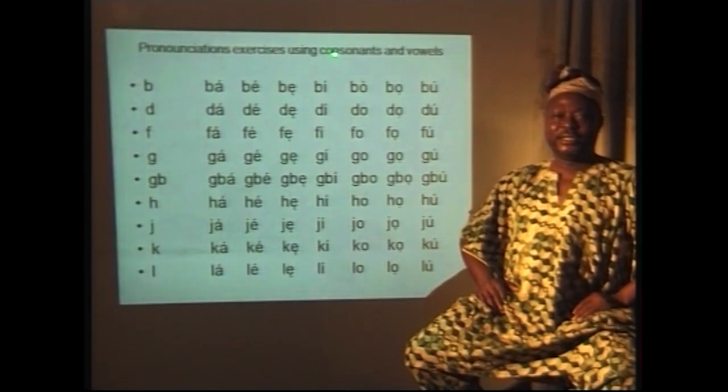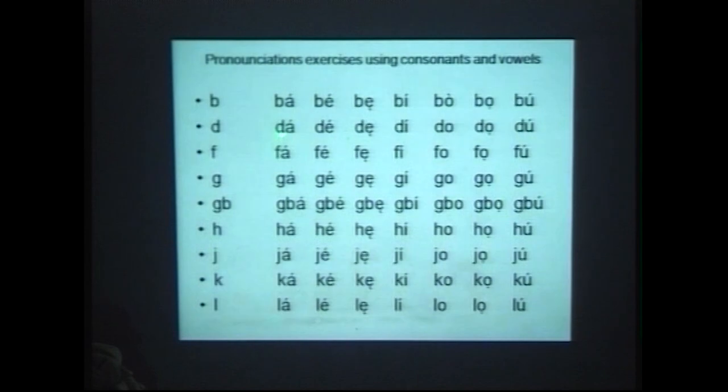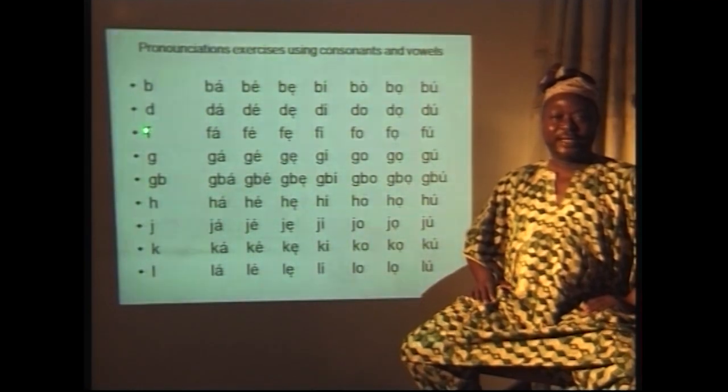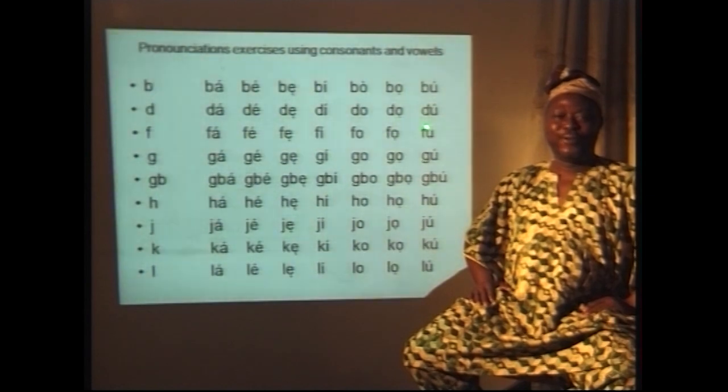Pronunciation exercise using consonants and vowels. B, consonant. Ba, be, be, bi, bo, bo, bu. D, consonant. Da, de, de, di, do, do, du. F, consonant. Fa, fe, fe, fi, fo, fo, fu.